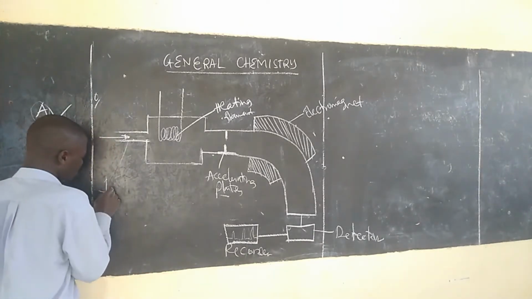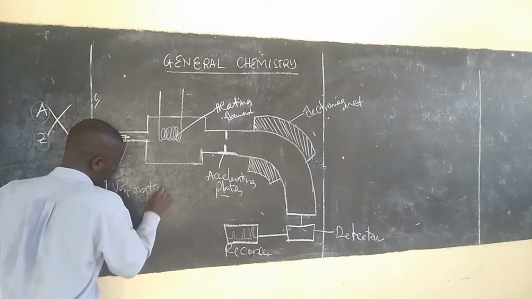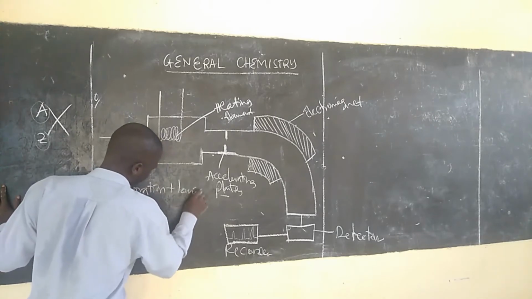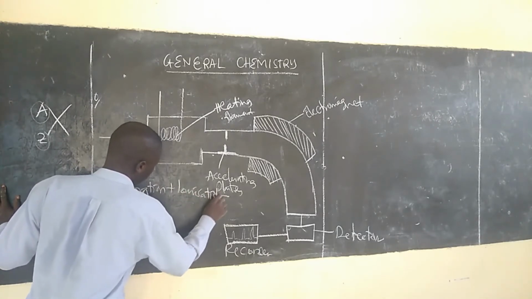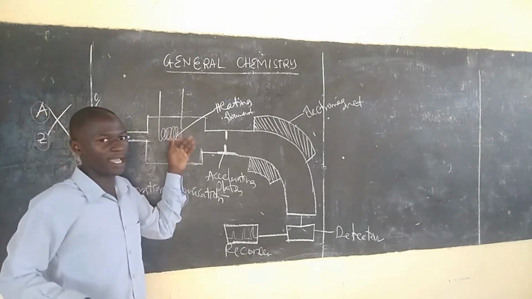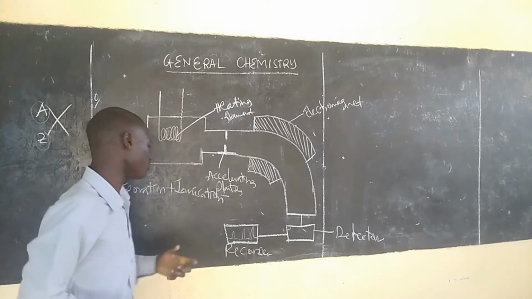So number 1 we can say it is vaporization plus ionization. That is stage number 1. Vaporization, and then after that you are ionizing. Ukishaingiza hapo una-ionize your sample.